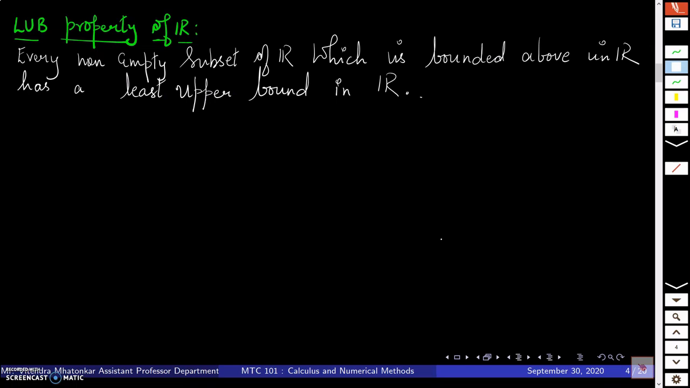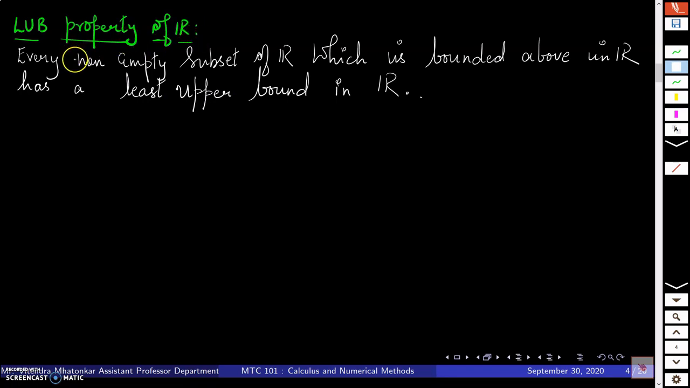Now, LUB is a short form for the least upper bound. You all already know what the least upper bound is. You can also call this the supremum property of R. This is one of the most important properties in analysis, and it has lots of applications, as we'll be looking at in the coming lectures and even in this lecture. This LUB property of R is also known as order completeness of R. Both mean the same. Since the textbook is referring to LUB property of R, I will stick to LUB property of R.